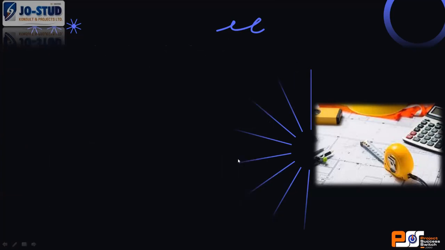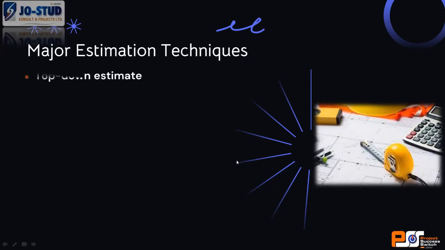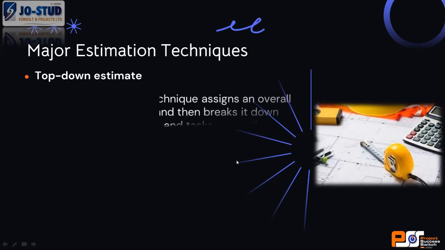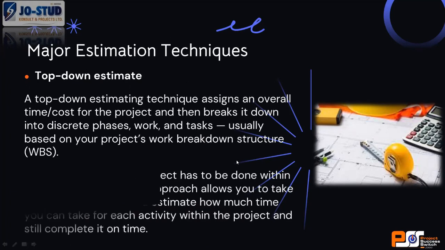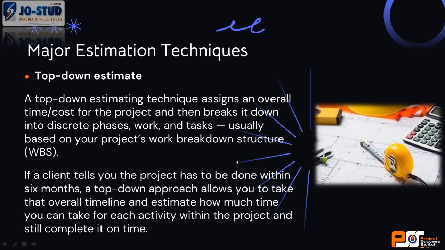Now, the next estimation technique is what we call the top-down. I will use this to buttress my answer to Mr. Ini's question. Let me just show you what the top-down estimate is. The top-down technique assigns an overall time and cost for the project and then breaks it down into discrete phases, works, tasks. Don't worry, I'll show this on the board. If a client tells you that the project has to be done within 6 months, a top-down approach allows you to take the overall timeline and estimate how much time.